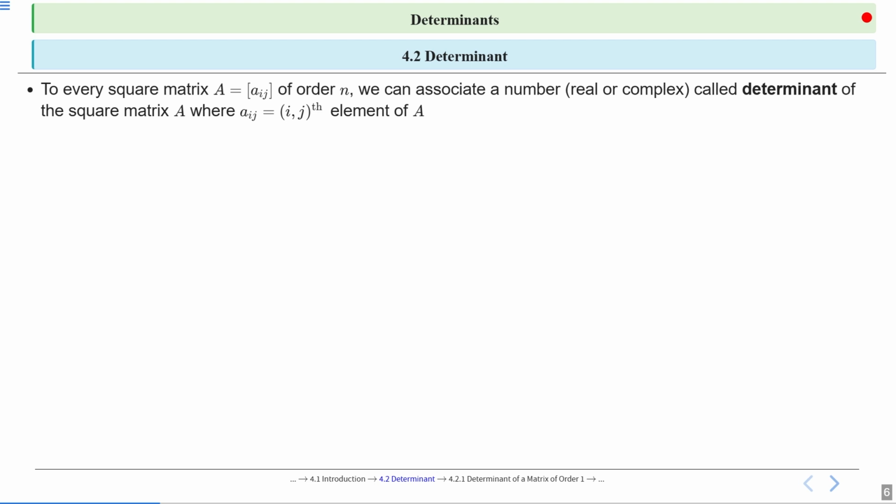To every square matrix A, represented as [Aij], where Aij is the element of the matrix of order n, that is n cross n, n rows and n columns, we can associate a number, real or complex, called the determinant of the square matrix A, where Aij is the ith and jth element of A. Ij represents the element position in a matrix.